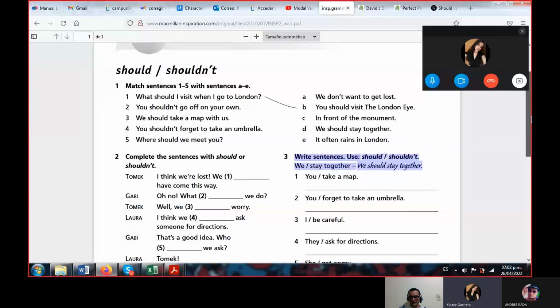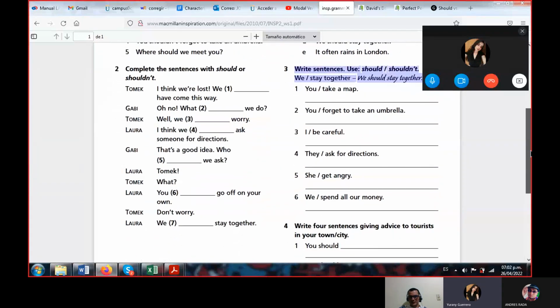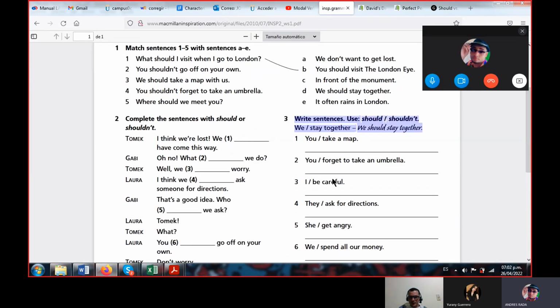Okay, perfect. Okay, Andrés, the third one, tell me. Okay, teacher. The question 3 and 4. Tell us your answer. I should be careful. Perfect. I should be careful. Debería ser cuidadoso. Excelente.